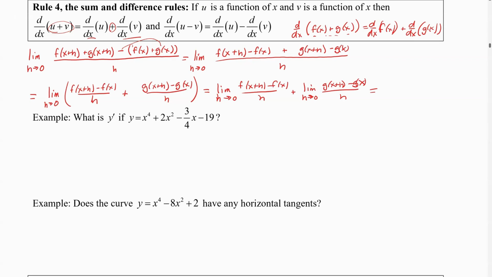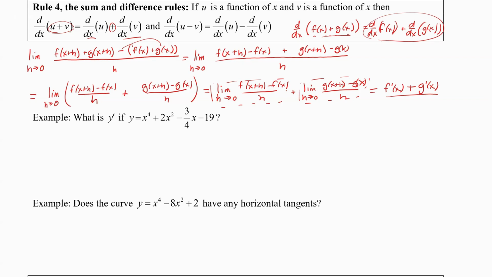And lo and behold, what do we see here? But the definition for the derivative of f. And what do we see here? But the definition of the derivative of g of x. Okay, so I started with this definition, and I end up getting exactly what I expected, the derivative of f plus the derivative of g.